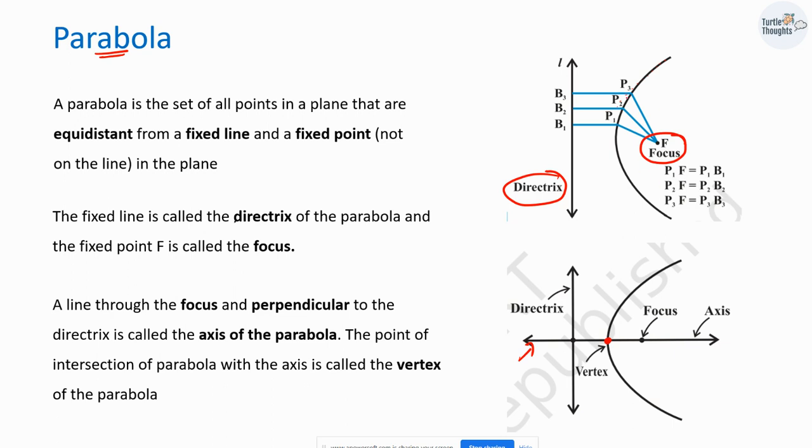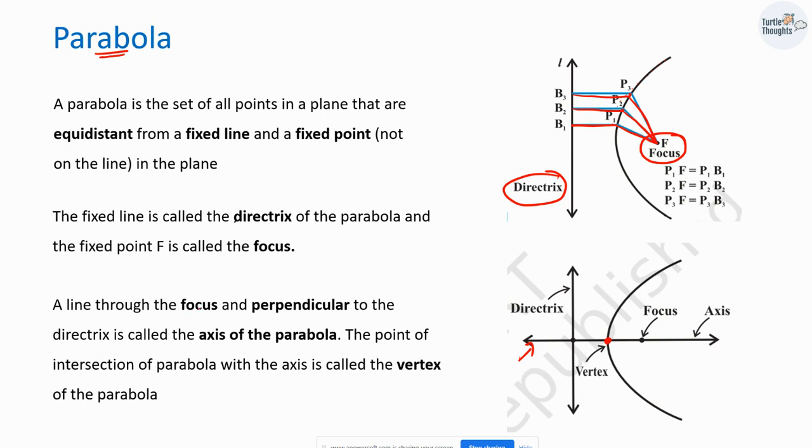Now, P1F is equal to P1B, meaning the distance from this point to this point is going to be equal to the distance from this point to this point. Similarly, the distance from here to here is going to be equal to here to here. The distance P3B3 should be equal to P3F. So these are all the points, and the collection of all these points is called a parabola.